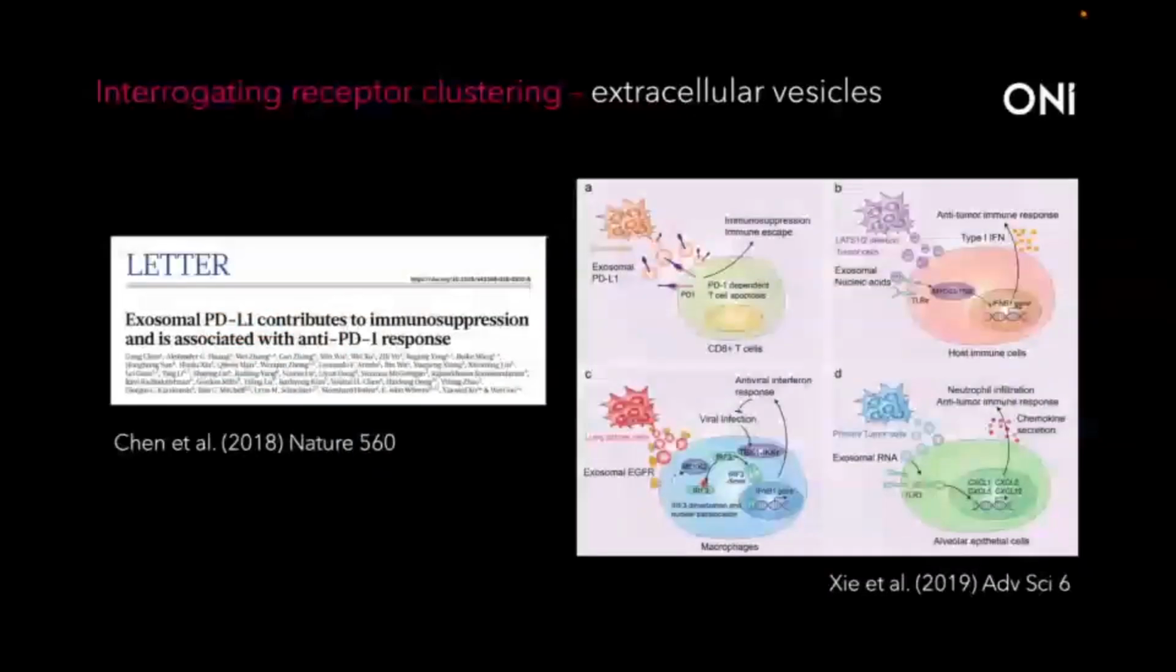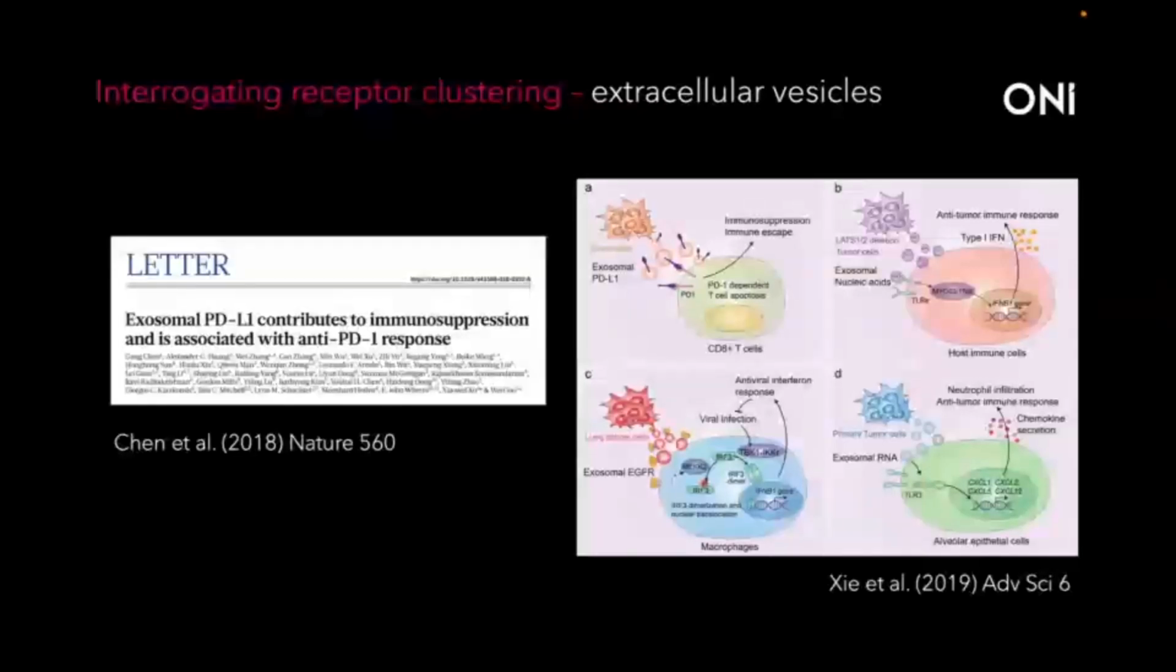Similarly, when it comes to receptor clustering, we don't have to limit ourselves to the cells themselves. There's been increasing interest in recent years in extracellular vesicles and their role in immunology. This study here from Wei Go's group back in 2018 showed that a large part of the immunosuppressive response in various tumors is due to PD-L1 on exosomes, not on the cell itself. And this is in part because the exosomal PD-1 is in effect clustered because it is on an exosome.